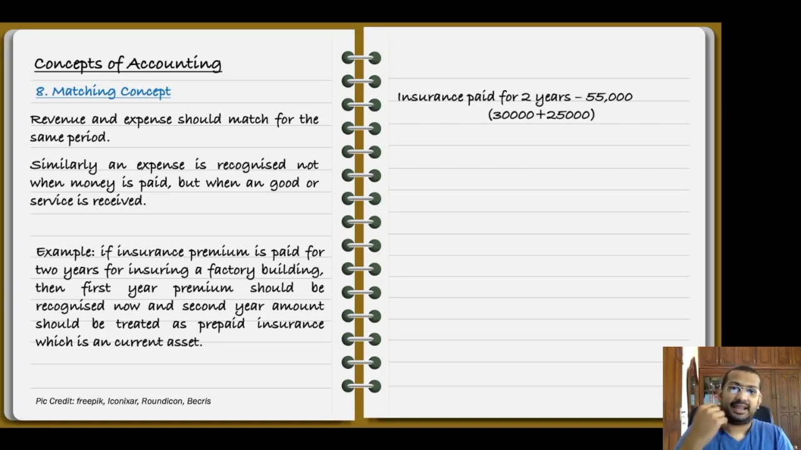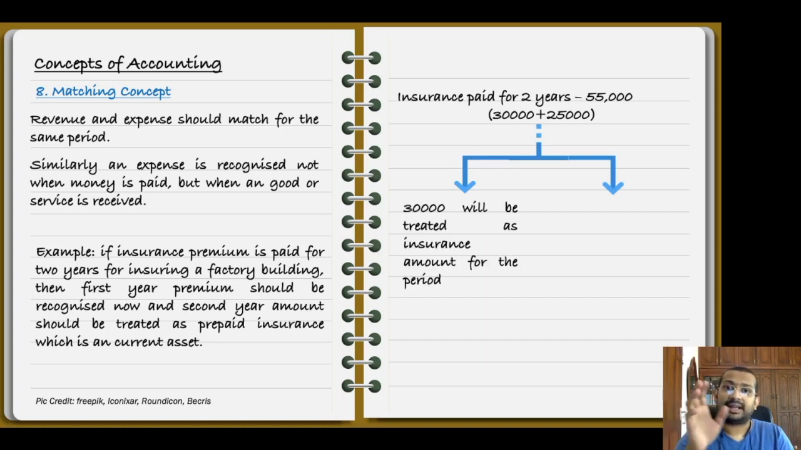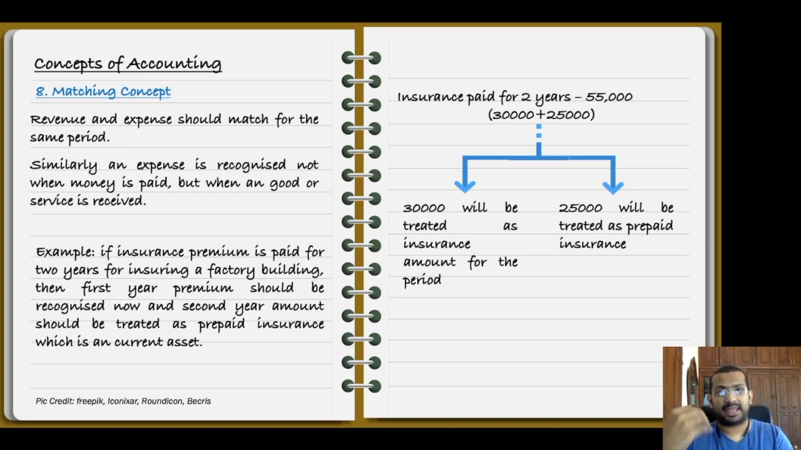In this example, insurance is paid for 2 years, that is 55,000: 30,000 for the first year and 25,000 for the second year. 30,000 will be treated as expense for this year, because the P&L is for this year, and this P&L should include only expenses and revenues for this year. The matching concept is simple. It states that the expenses and the revenues that you are showing in P&L should relate to this period. So 30,000 will be shown as expense in P&L, and 25,000 will be shown as an asset, because we have paid in advance for something that is receivable. We have a right to ask the insurance company next year to provide us this service. So we have an asset, which is the prepaid insurance.